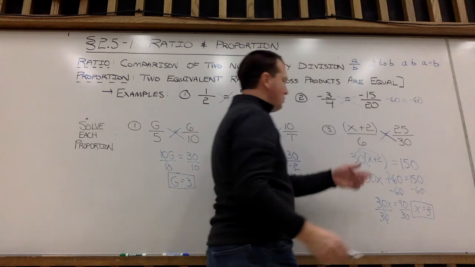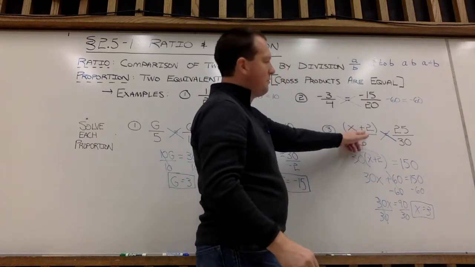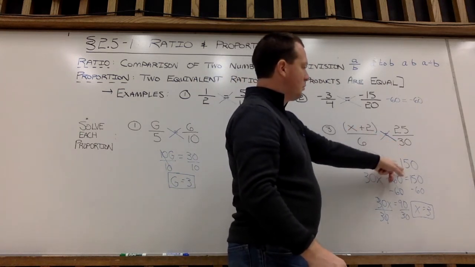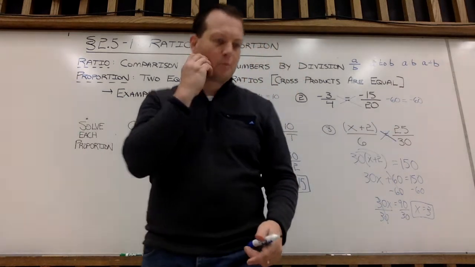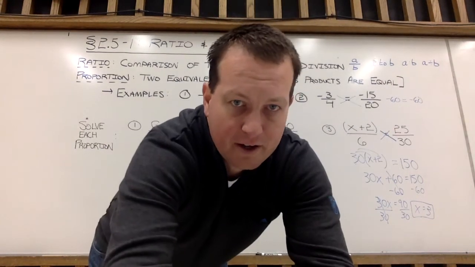Go ahead and check it if you want. 3 plus 2 is 5. 5 times 30, 150. 6 times 25, 150. So we're good there. We'll be back with the final 4 examples.